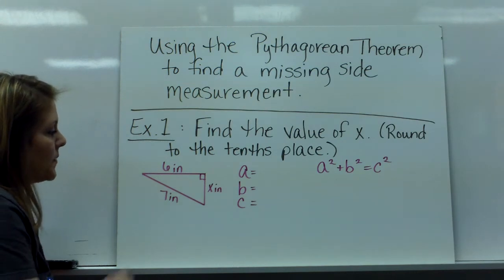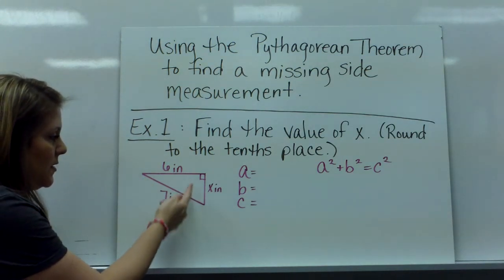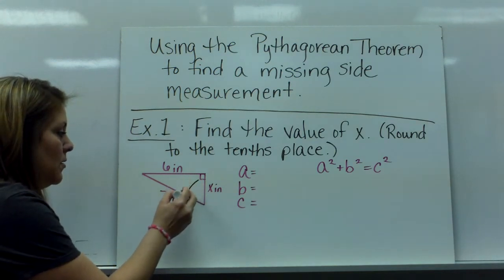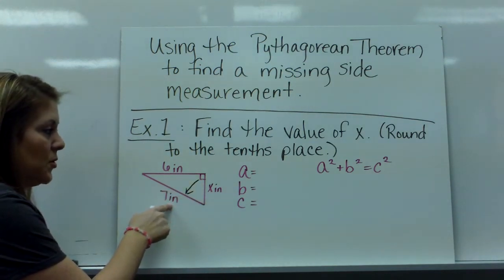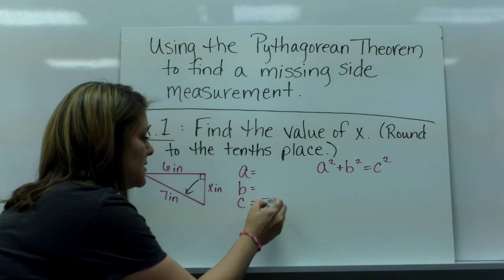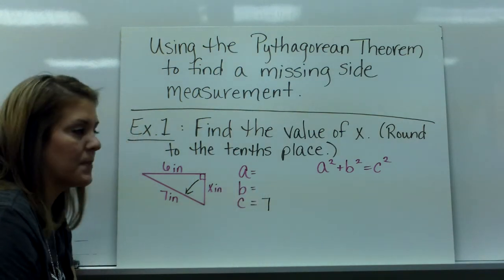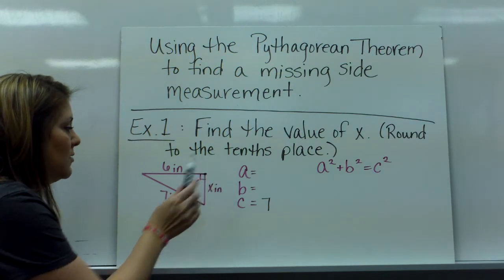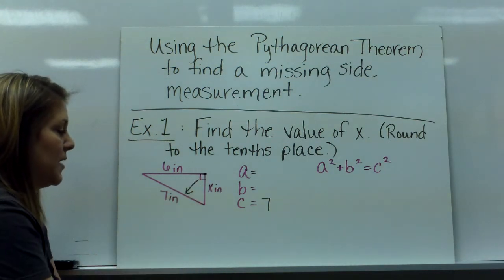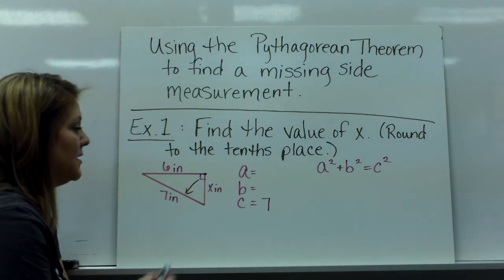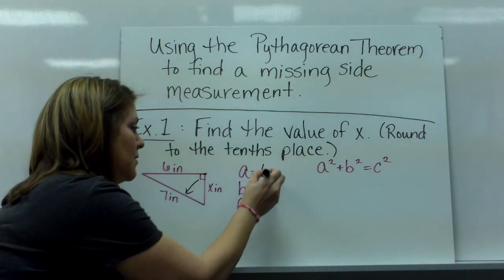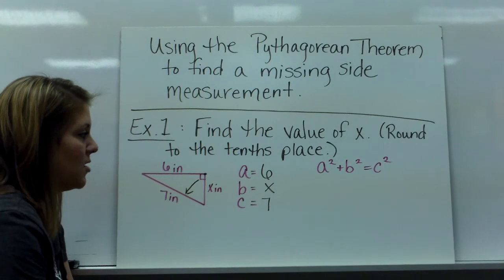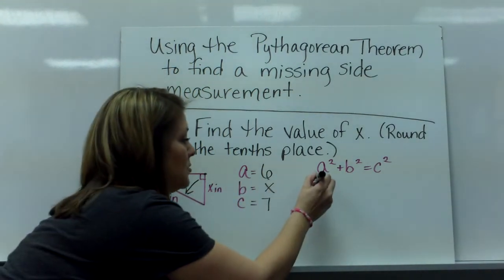Okay, so what you need to decide is what is A, what is B, and what is C. The diagonal, the side that's opposite from the right angle, is always going to be your hypotenuse. So we know that 7 has to go in place of C. Now left over are those two horizontal and vertical sides that make up that right angle. Those are going to be your legs. Again, it doesn't matter which one is A and which one is B as long as they are A and B.